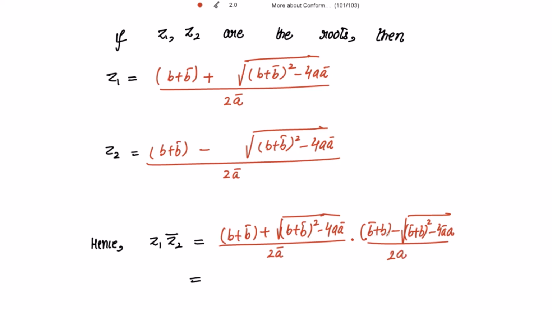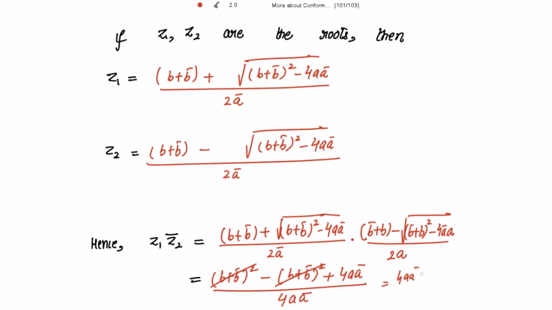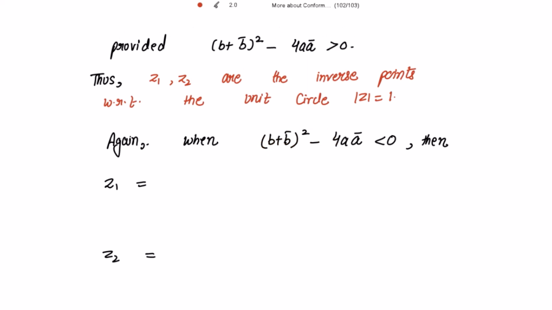So this is a plus b and this is a minus b in the numerator. So this is a square minus b squared, the formula. So this is your a, that is b plus b bar the square, minus the square of this square root, that is b plus b bar whole square minus 4a bar a, divided by the product of the denominator, which is 4a bar a. So this cancels out, so we get 4aa bar divided by 4aa bar, which is equal to 1. Right? Provided the term under the square root should be positive. Yes? So provided the discriminant should be positive. Thus, z1, z2 are the inverse points with respect to the unit circle mod z equal to 1.